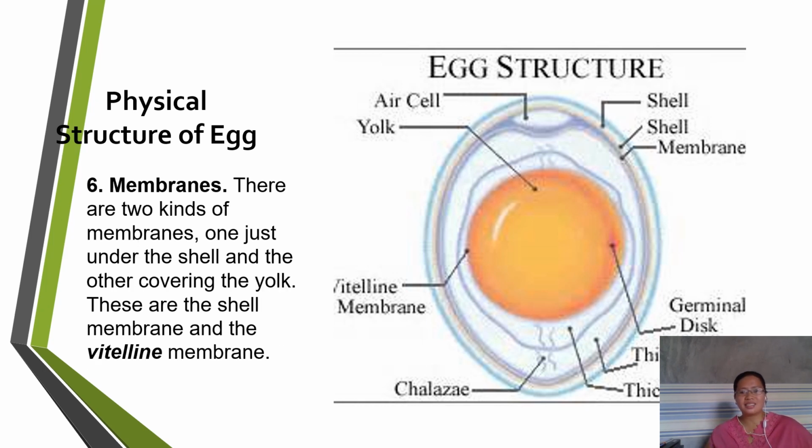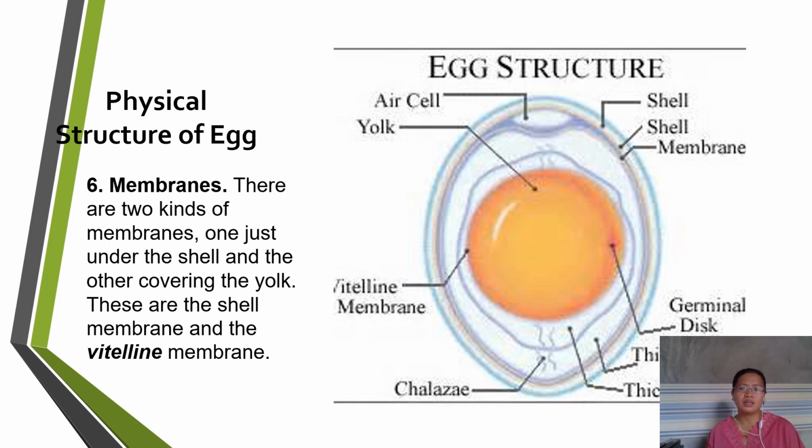Yeah, next is the membranes. There are two kinds of membranes, one just under the shell and the other covering the yolk. These are the shell membrane and the vitelline membrane. Ayan. So, there are still other physical structures of egg na hindi masyadong visible in our eyes.